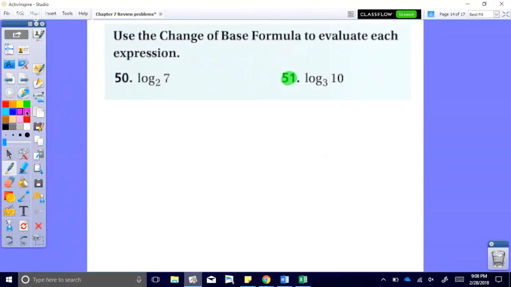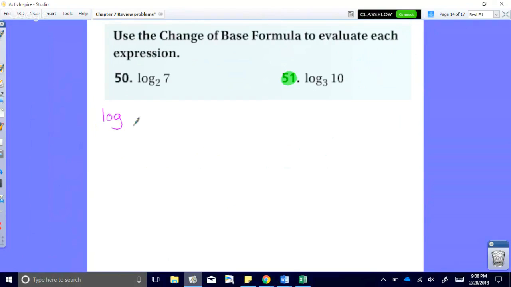All right, change of base formula. The change of base formula says you have log base b of a. You can rewrite it as log base c of a divided by log base c of b. Okay, for the purpose of these, we are either going to use ln or we're going to use log, because both of those we can put in a calculator.